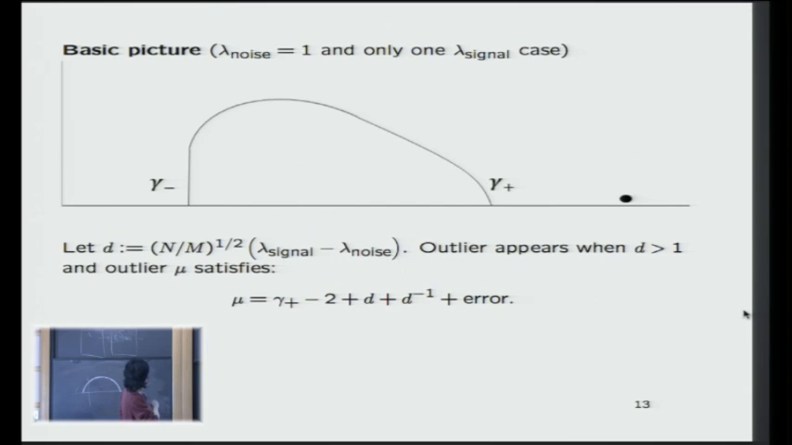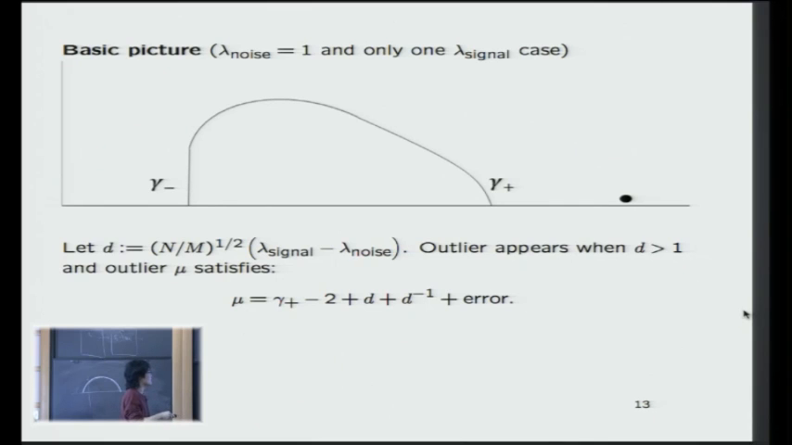This is actually very similar to the one I drew over there. You will see this density, and you will see some eigenvalues come out. In this case, I let all the noise be one, and there is only one signal. That's why you will only see one outlier here. The position of this outlier can be calculated; I have an explicit formula. For this case it's very simple. Let's say you look at this quantity: it's lambda signal minus lambda noise, multiplied by n m.